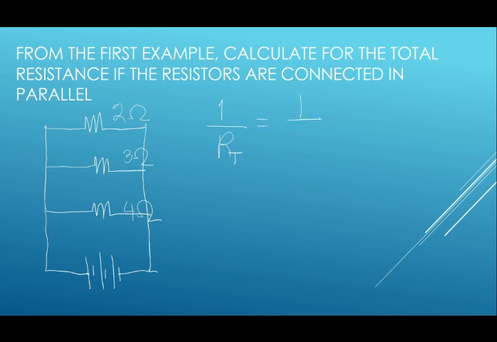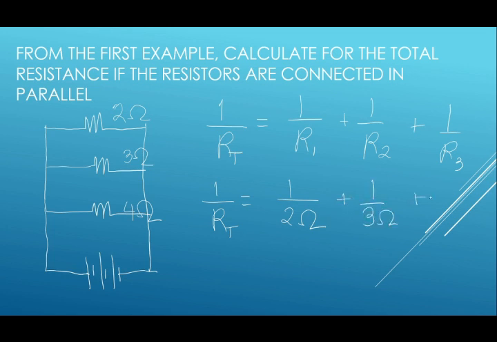So we have 1 over R total is equal to 1 over R1 plus 1 over R2 plus 1 over R3. This becomes 1 over 2 ohms plus 1 over 3 ohms plus 1 over 4 ohms. Using your calculator, you will have a value of 1.083. But take note that the R is still on its denominator.